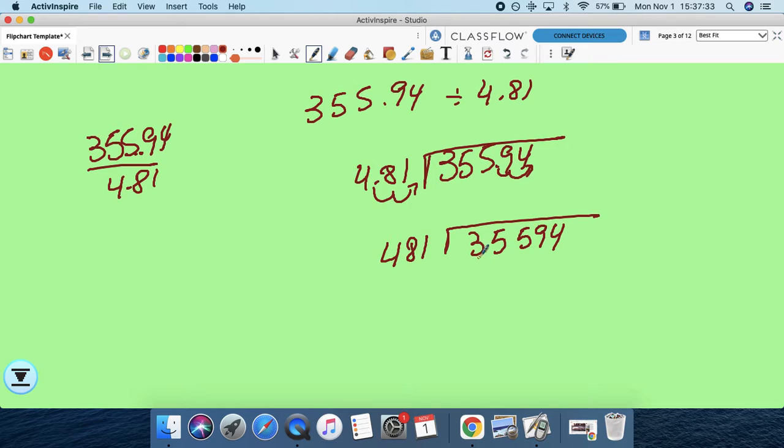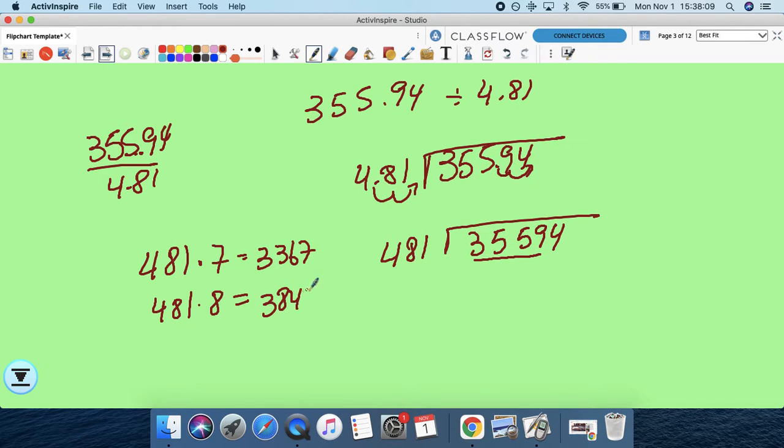Can 481 go into 3? No. Can it go into 35? No. Can it go into 355? No. Can it go into 3,559? Yes. How many times? Let's see. 481 times 7, use your calculator. 481 times 7 is 3,367. Let's try one higher. 481 times 8 is 3,848. So of course we want to use 7 because 8 is too much.